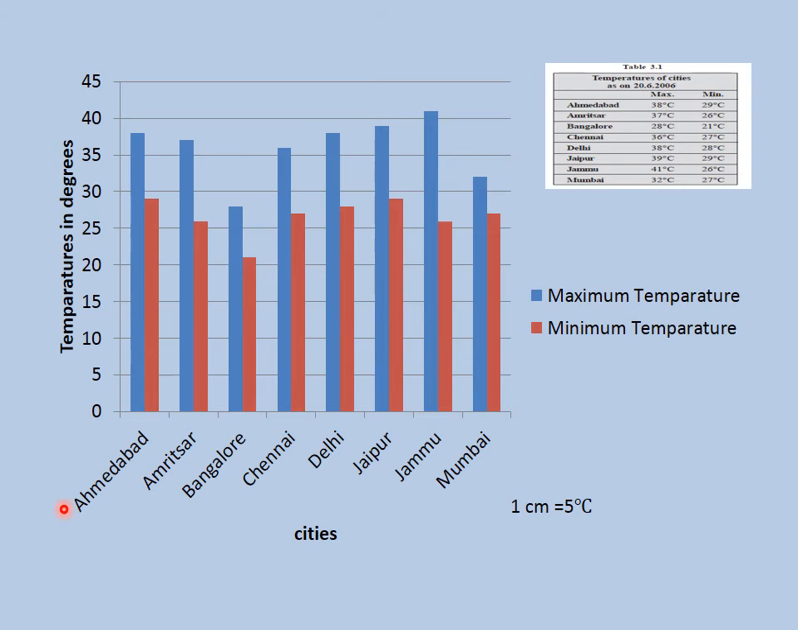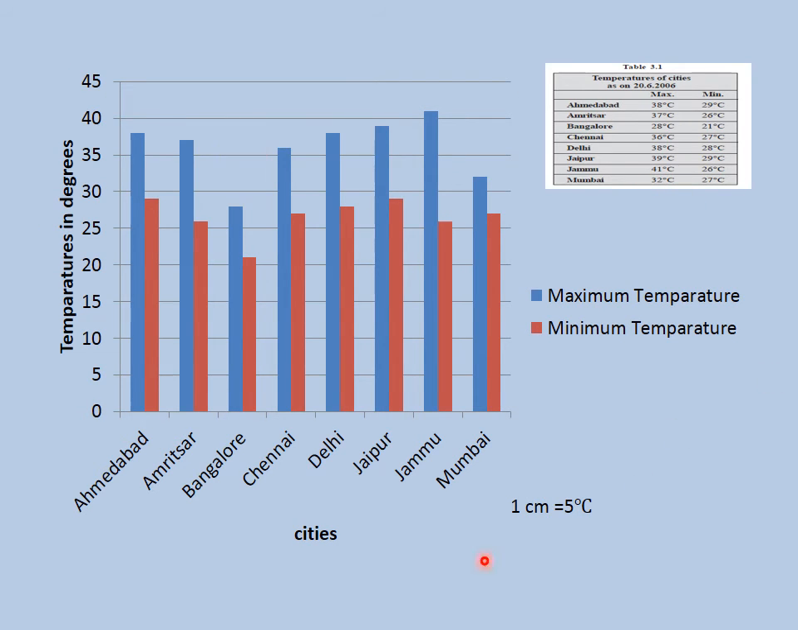Now let us draw the double bar diagram. Maximum and minimum we have, and these are the cities. On the x-axis you have to take the cities, Ahmedabad, Amritsar and so on, and on the y-axis you have to take the temperatures. From where do you start? Always from 0. Maximum temperature is 41, so you can draw up to 45.